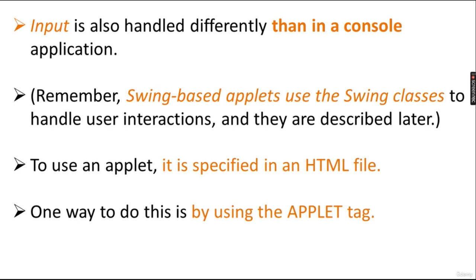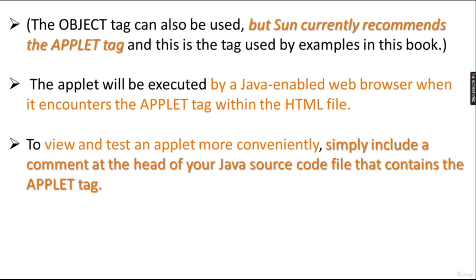To use an applet, it is specified in an HTML file. You have to learn the HTML basics so that you can provide the HTML file, and then in that you provide your applet. One way to do this is by using the applet tag in the HTML file. Object can also be used, but the current Sun certification recommends the applet tag, and this is the tag used by examples everywhere. An applet will be executed by a Java enabled web browser when it encounters the applet tag within the HTML file. So automatically it will be opened.